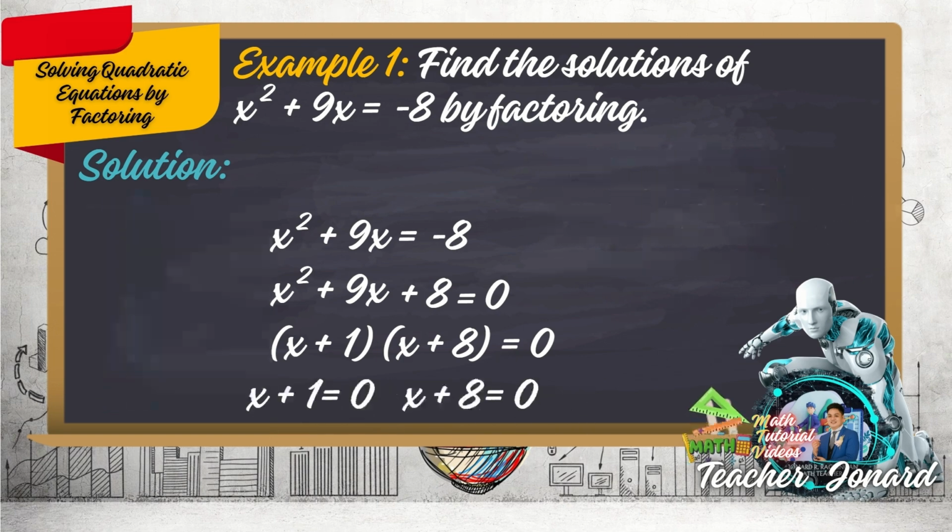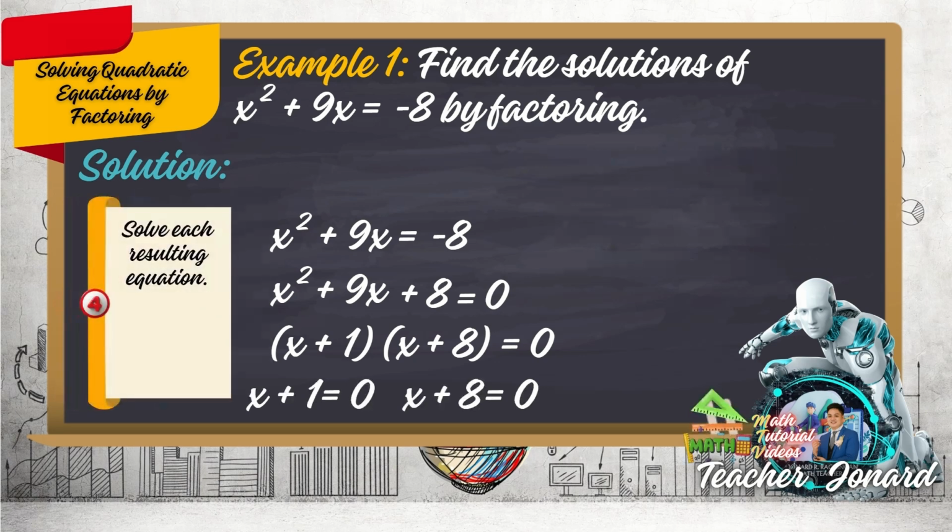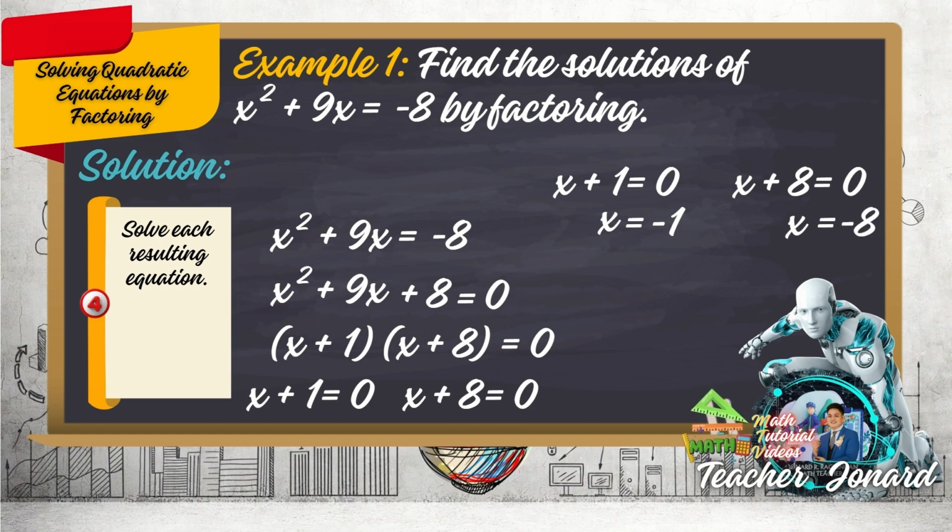Step 4. Solve each resulting equation. Solve both equations. From x plus 1 equals 0, to solve for the value of x, subtract 1 to both sides applying subtraction property of equality. We have x is equal to -1. From x plus 8 equals 0, to solve for the value of x, subtract 8 to both sides applying subtraction property of equality. We have x is equal to -8.